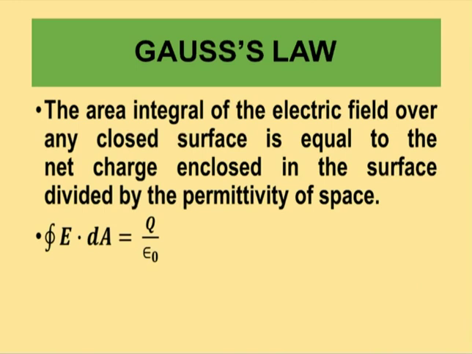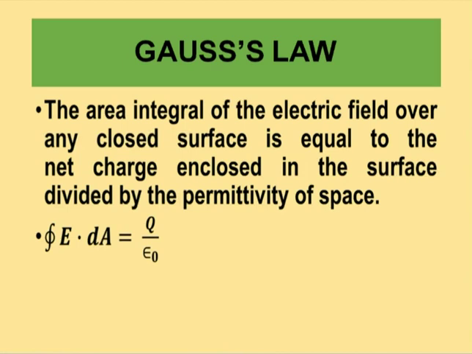Another interpretation of Gauss's law states that the area integral of the electric field over any closed surface is equal to the net charge enclosed in the surface divided by the permittivity of space. Here, the mathematical formula for the statement is as shown on the screen. The area integral of the electric field is denoted by the symbol capital E, over any closed surface.